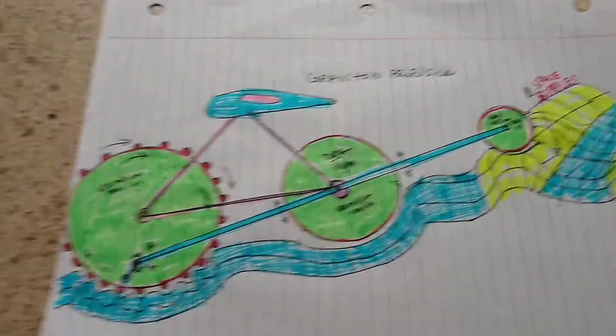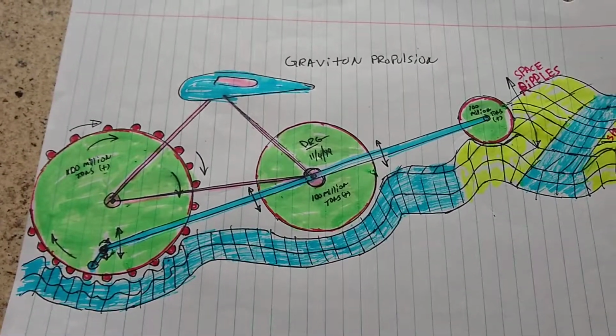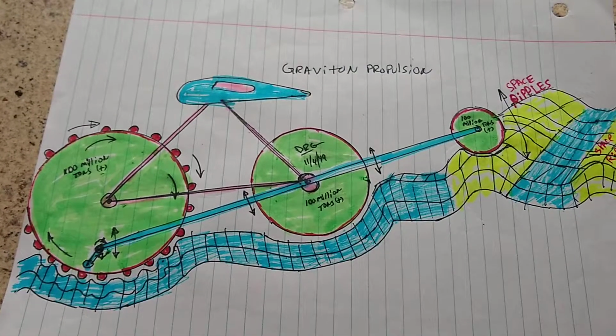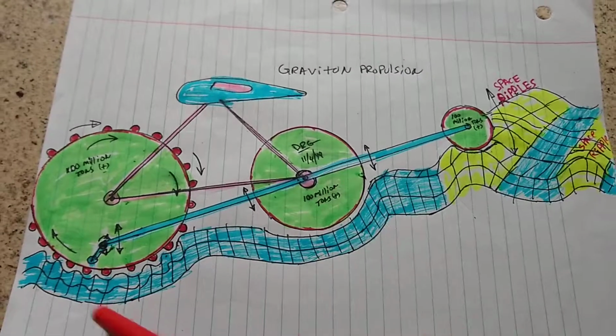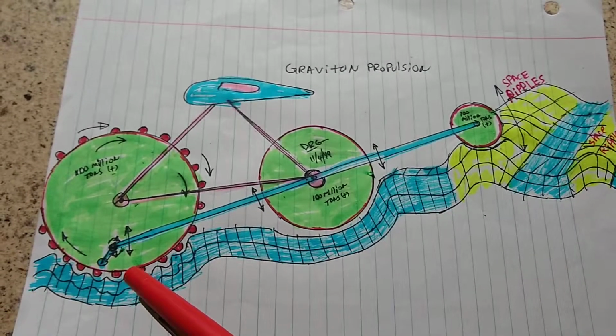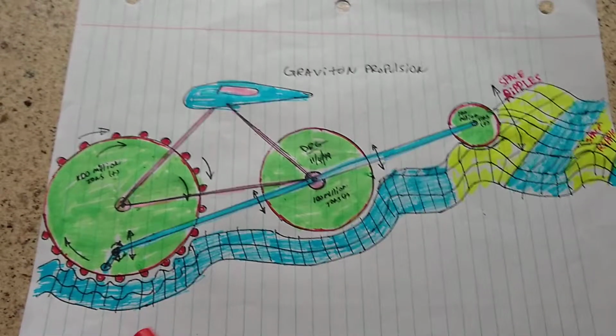So this is a vehicle. I call it graviton propulsion. Basically, a simple propulsion system works off space ripples. Up and down creates energy to turn this wheel into a forward or backward propulsion. This is just a simple concept.